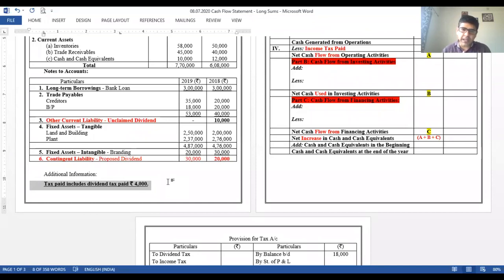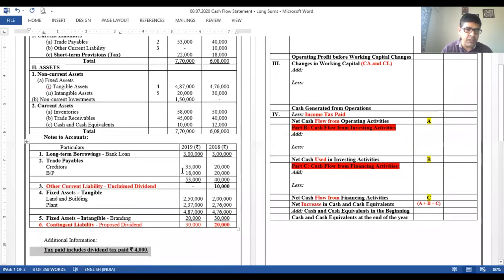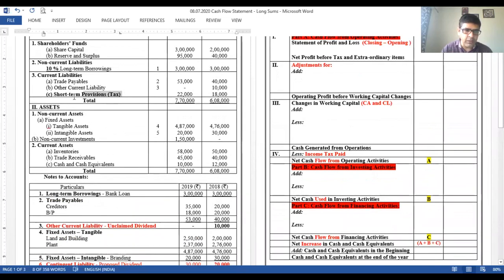So what are the amount of taxes has been paid? Out of that, 4,000 is for dividend tax. Now we need to recall the memory, like I have already told you, if dividend is a part of the financing activity, so dividend tax has to be a part of financing activity. Okay, then let us see how much amount of tax has been paid. We are not given any hint for taxes paid during the year, right? But I'm sure we are given some provision for tax account. We can see that over here, short-term provisions can be seen, right? I already selected that part on the left-hand side. Short-term provisions, tax is there, right?